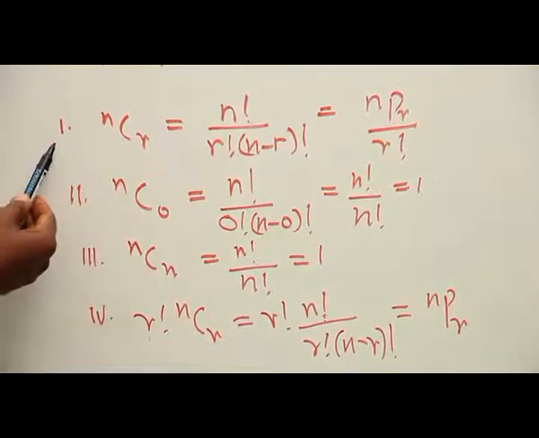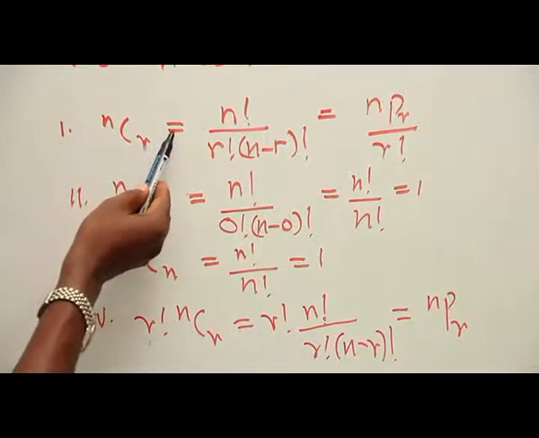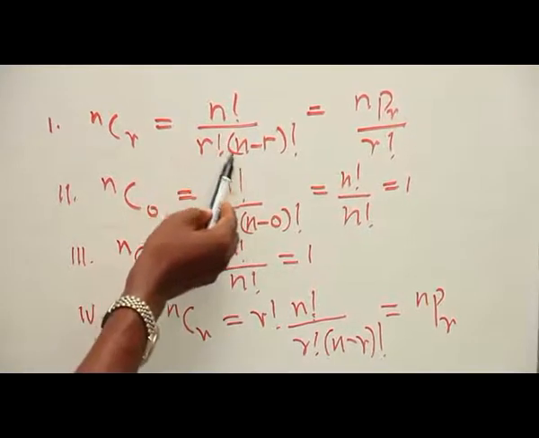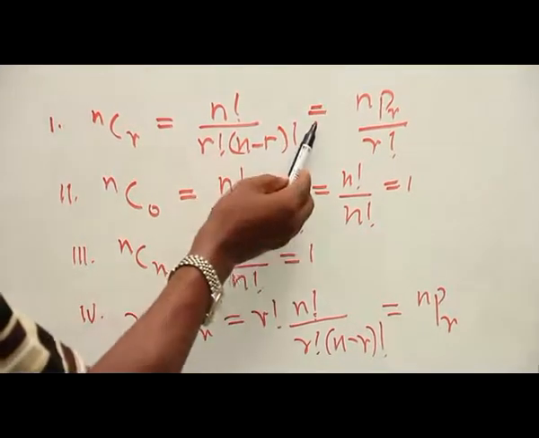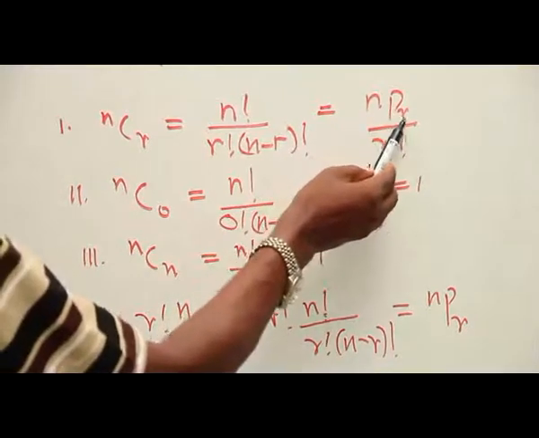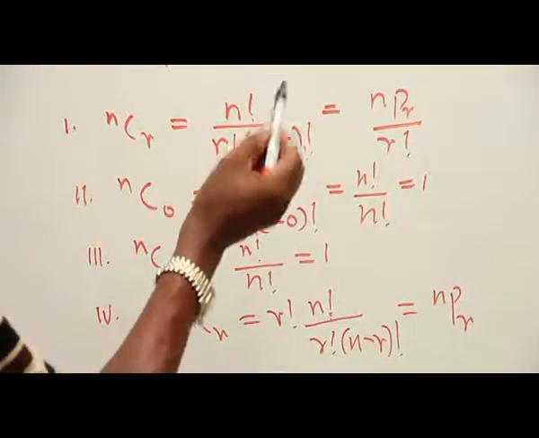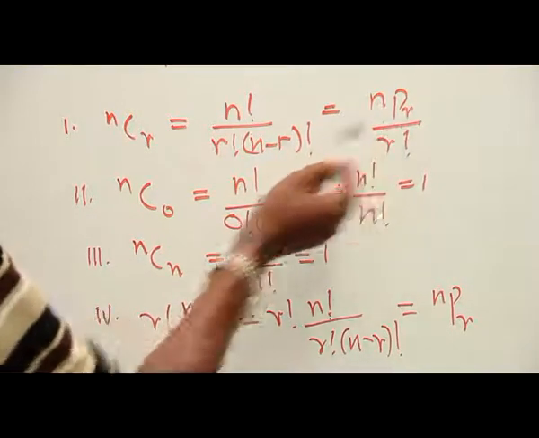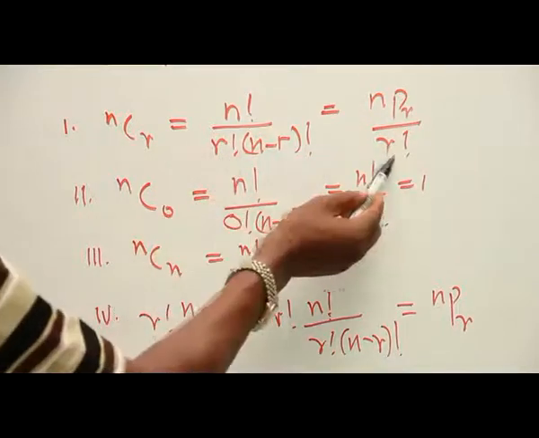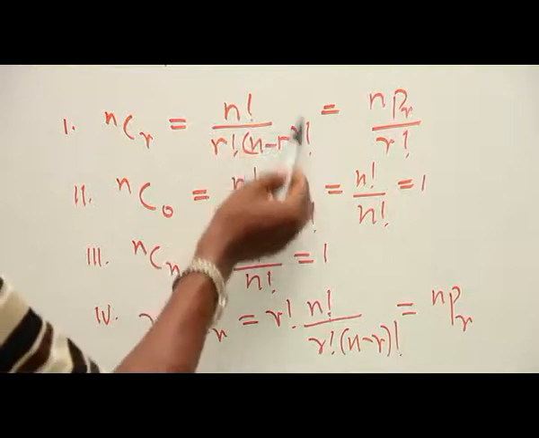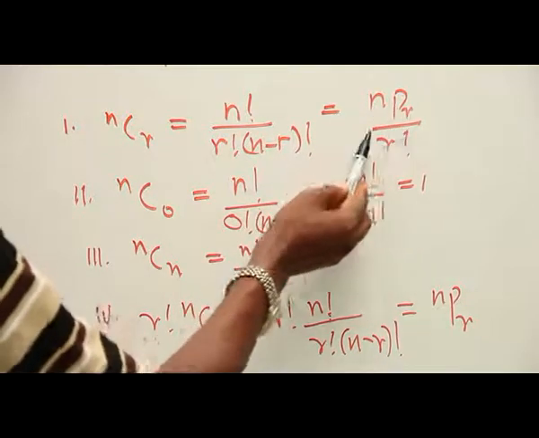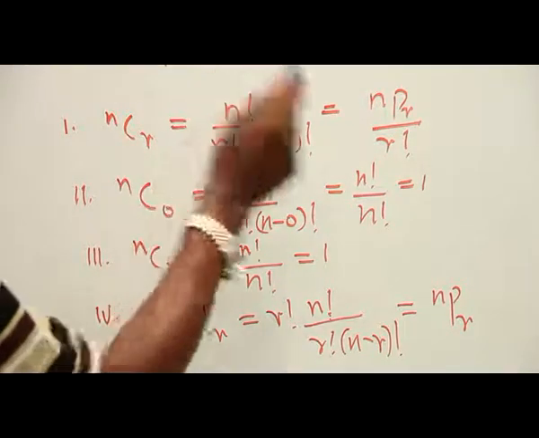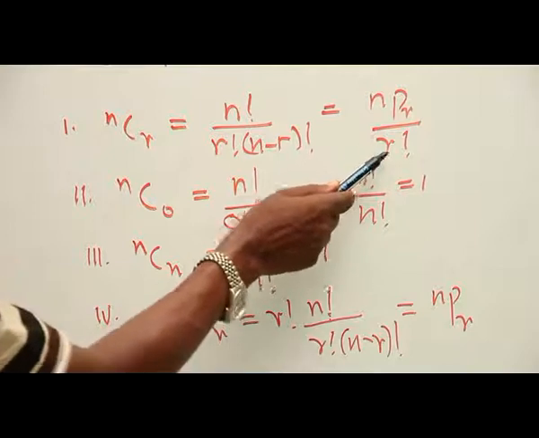Number one, nCR is equal to n factorial all over R factorial into n minus R factorial. This will be equal to nPR all over R factorial. You would recall that n factorial over n minus R factorial is nPR. Hence we are saying this value is equal to nPR all over R factorial. So nCR is equal to nPR all over R factorial.